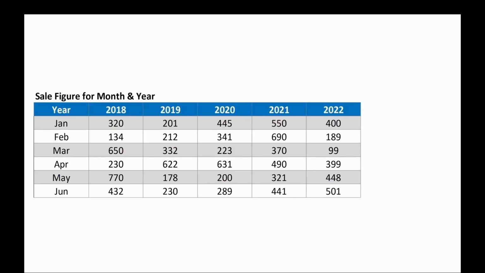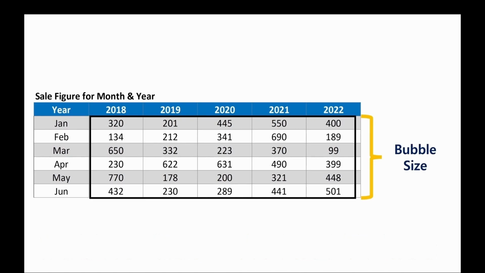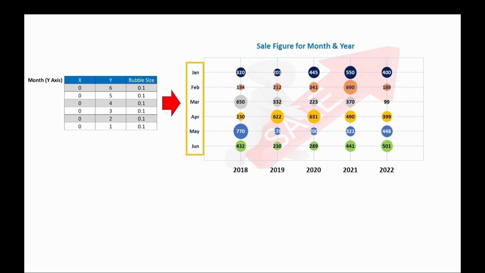Let's talk about the input data. Basically, these are the bubble sizes in the chart. For the next part, these are the y-axis, which is month. As you can see, x values are all 0, so they stay, but only y values increase by 1, in case the bubble sizes are very small.